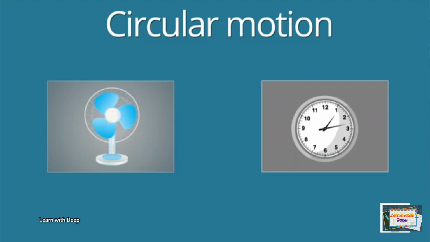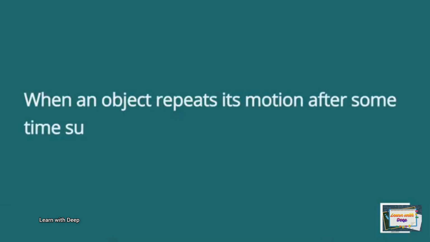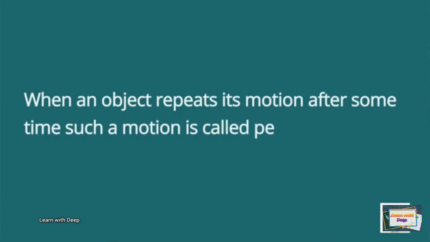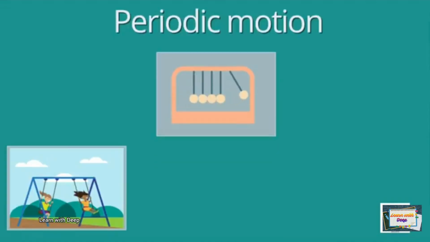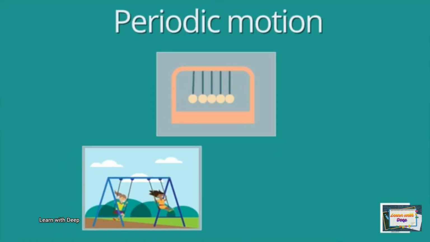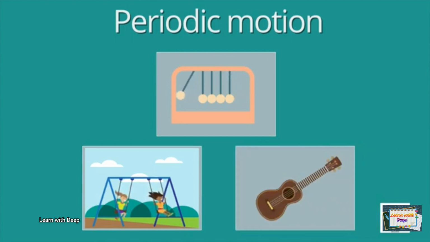Similarly, periodic motion is also a type of motion. When an object repeats its motion after some time, such a motion is called periodic motion. Pendulum, motion of a child on a swing, and motion of strings of a guitar are examples of periodic motion.